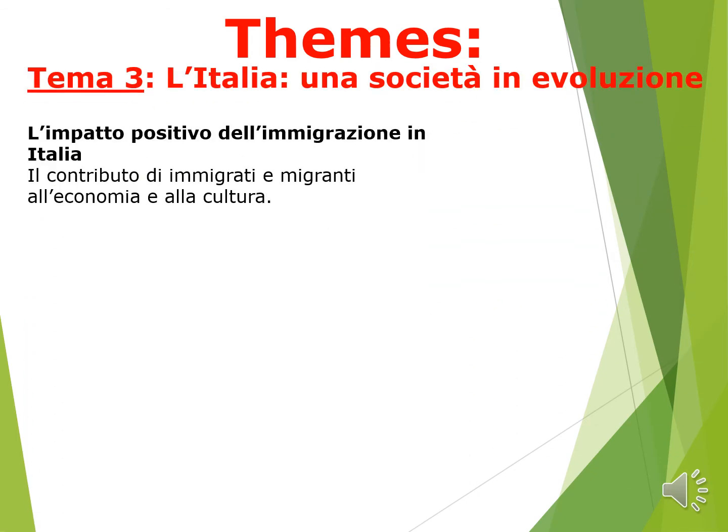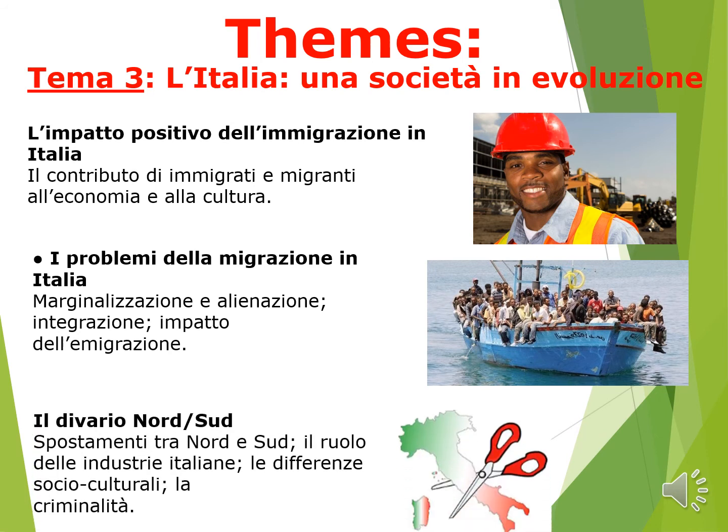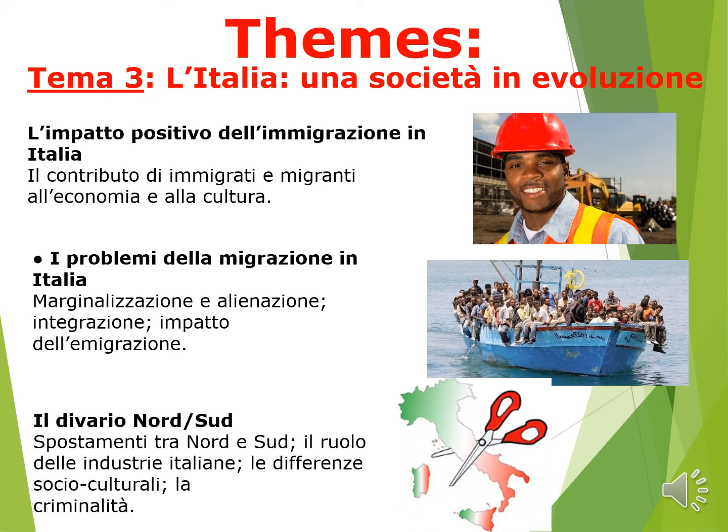Theme 3 is Italy, a society in evolution, an evolving society: the positive impact of immigration on Italy, the contribution that immigrants and migrants make to Italian economy and culture, problems of migration in Italy, marginalisation and alienation, integration, the impact of emigration. And then Divario Nord-Sud, the gap between the north and the south, the economic gap, differences socially and culturally, and also movement between north and south, the role of Italian industries, and of course criminality as well, crime.